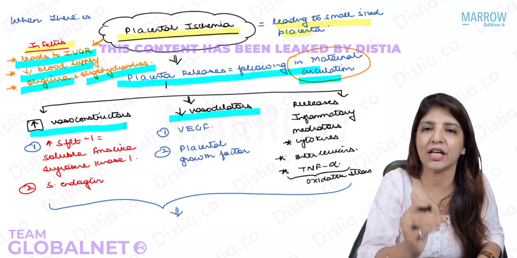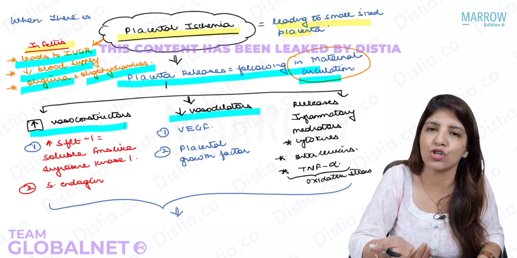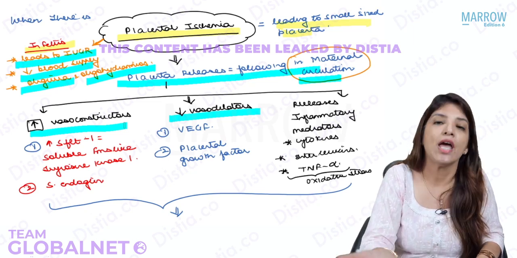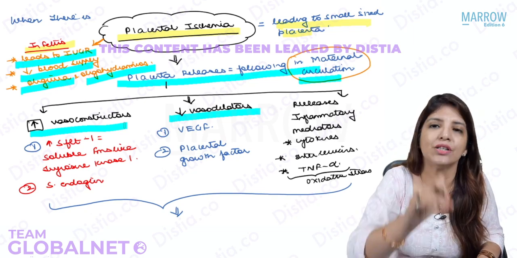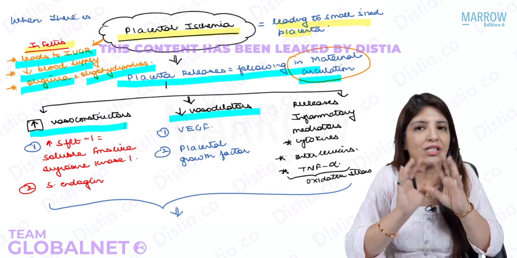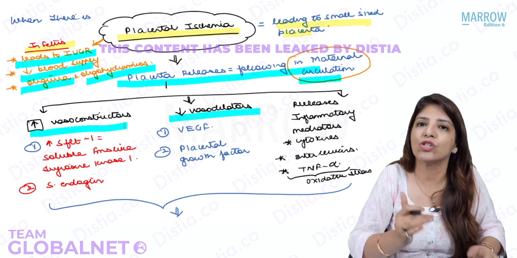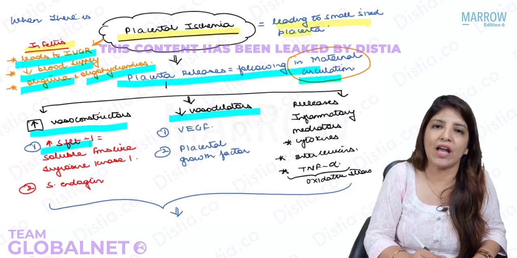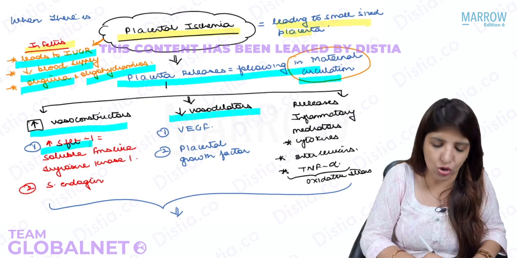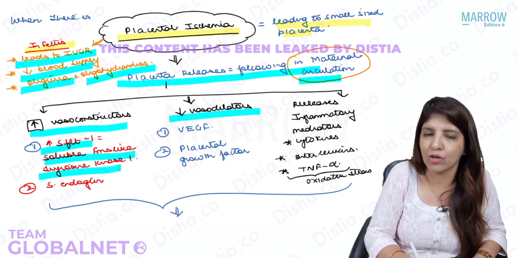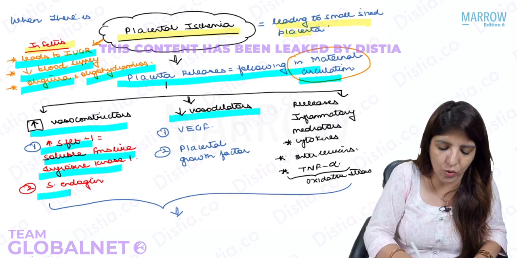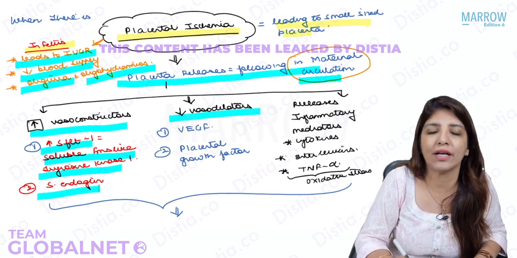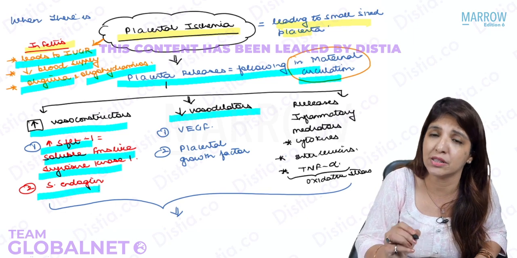So all the mediators which lead to vasoconstriction increase in PIH, and all the mediators which lead to vasodilatation decrease in PIH. So this angry placenta is going to increase SFLT1. It is going to release soluble FMS-like tyrosine kinase 1 into the mother's circulation, and it is going to release endoglin, serum endoglin, into the mother's circulation.